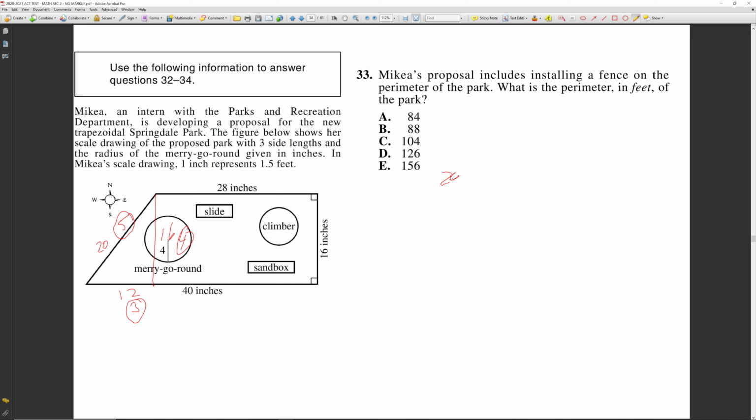Once I sum everything up, it's 28 plus 16 plus 40 plus 20. Once I add all this up, this becomes 104. And because the measurements are in inches, I've got to get this into feet. Inches on top, which means I have to put inches at the bottom, so 1 inch here, and I have a conversion of 1.5 feet. So 104 times 1.5 gives me 156 feet. Answer is E. That was one-handed.